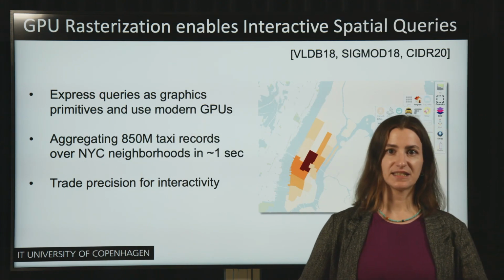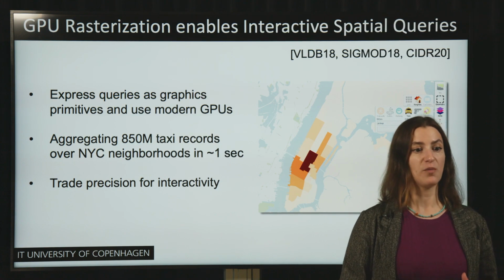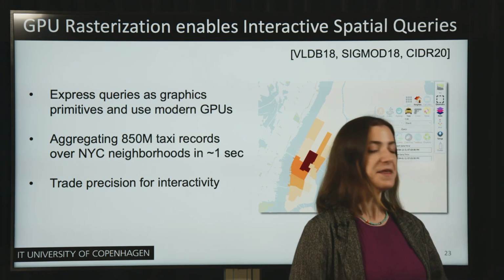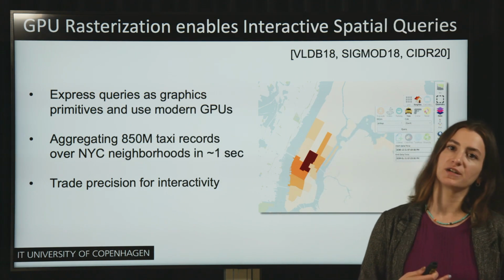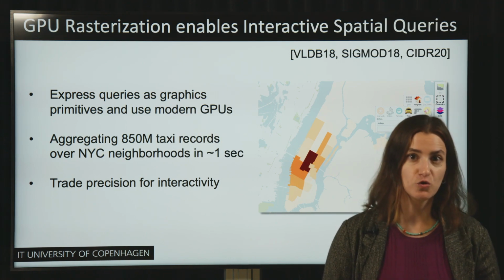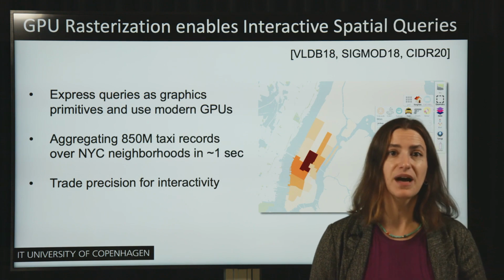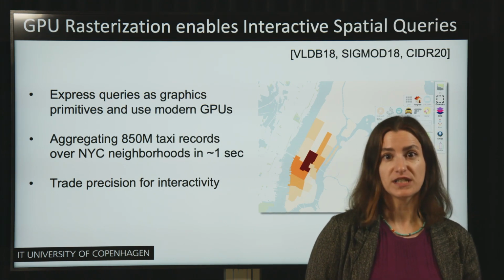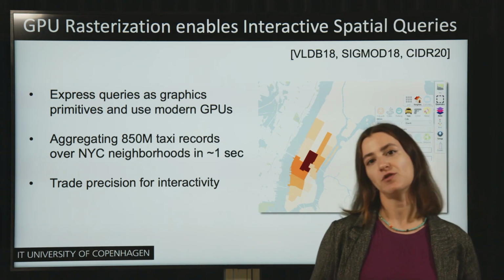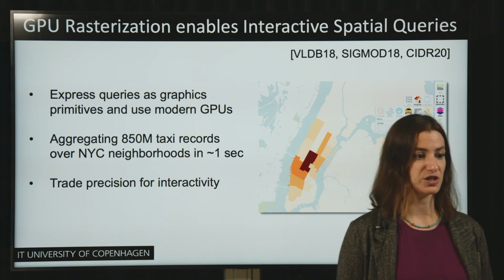This brings me to the end of the first part of my talk, and this is the take-home message from our work on interactive spatial analytics. In this work, we decompose spatial aggregation queries into graphics primitives, which enables us to use modern GPUs, evaluate queries on the fly in real time, and trade accuracy for interactivity. That way, we enable city planners to interactively navigate urban data and thus make more informed decisions.